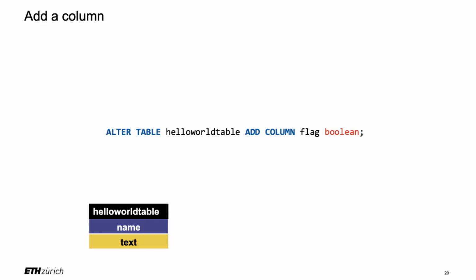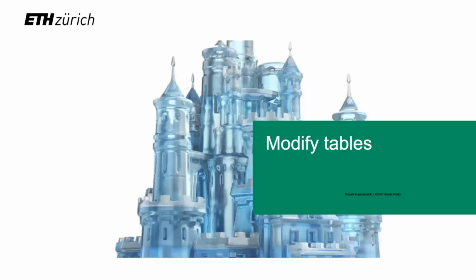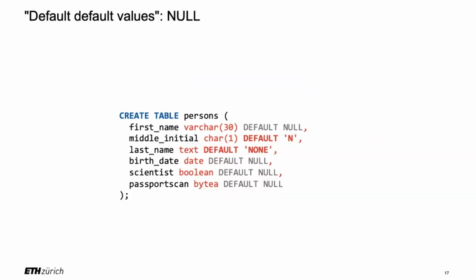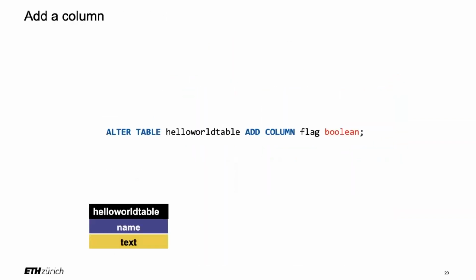For example, you could want to add a column. So this flag Boolean here, after the add column, is the same syntax that you would have here for each line, right? So that's the column name, then the type, then you could have default, null, or whatever you want. That's exactly the same syntax. You just put it after add column, but of course for just one column this time, right?